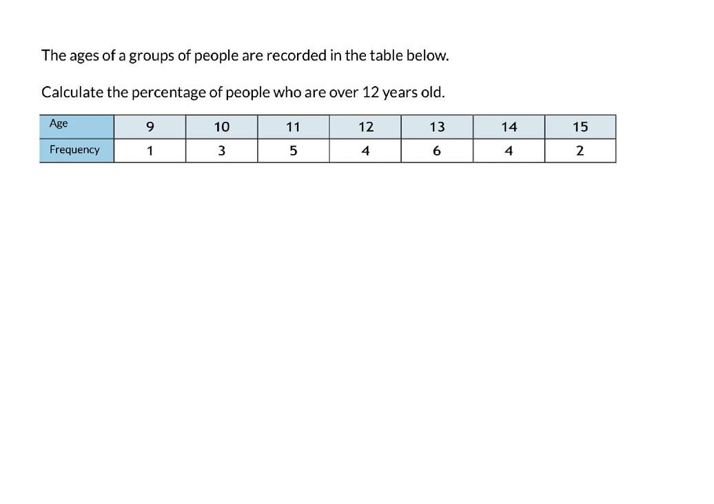Now this question involves a percentage, so it's from the same table. It says calculate the percentage of people who are over 12 years old. The key bit here is over 12 years old. So the ones that are over 12 years old would be 13, 14 or 15 years old. So how many people do I have here? Well, I have 6 plus 4 plus 2, which is 12 people. So 12 people are older than 12 years old.